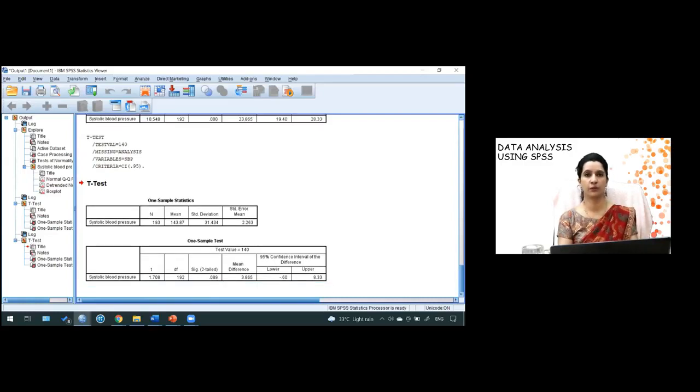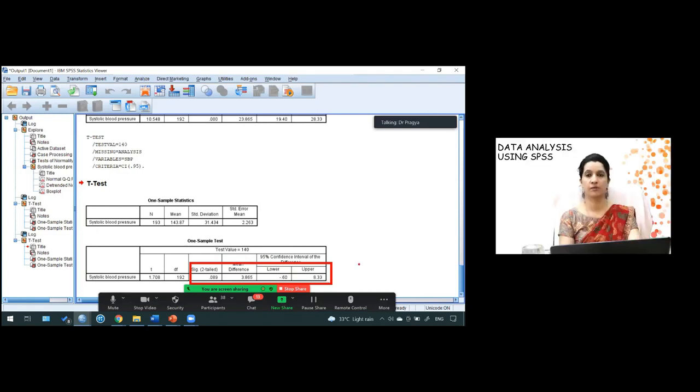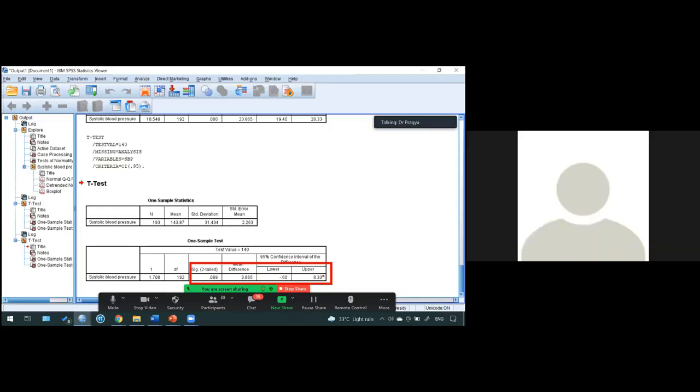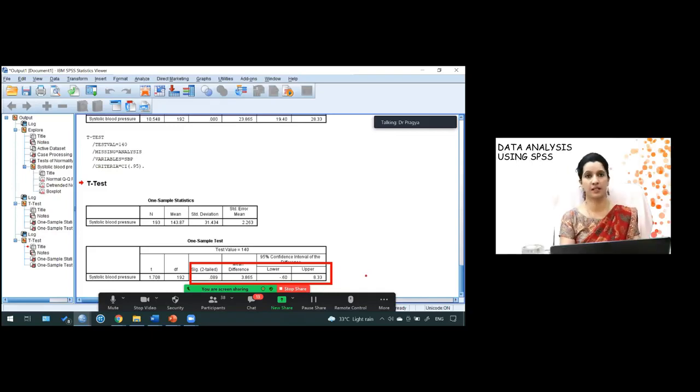So what all will you report? You can see the mean is again 143. Standard deviation will be the same. And can you see here about the significance? Ma'am, the confidence interval lower value is 0.6 and upper is 8.33. Yes, and it is also not significant, because the p-value is greater than 0.05. Yes, rightly said. So it is not significant.